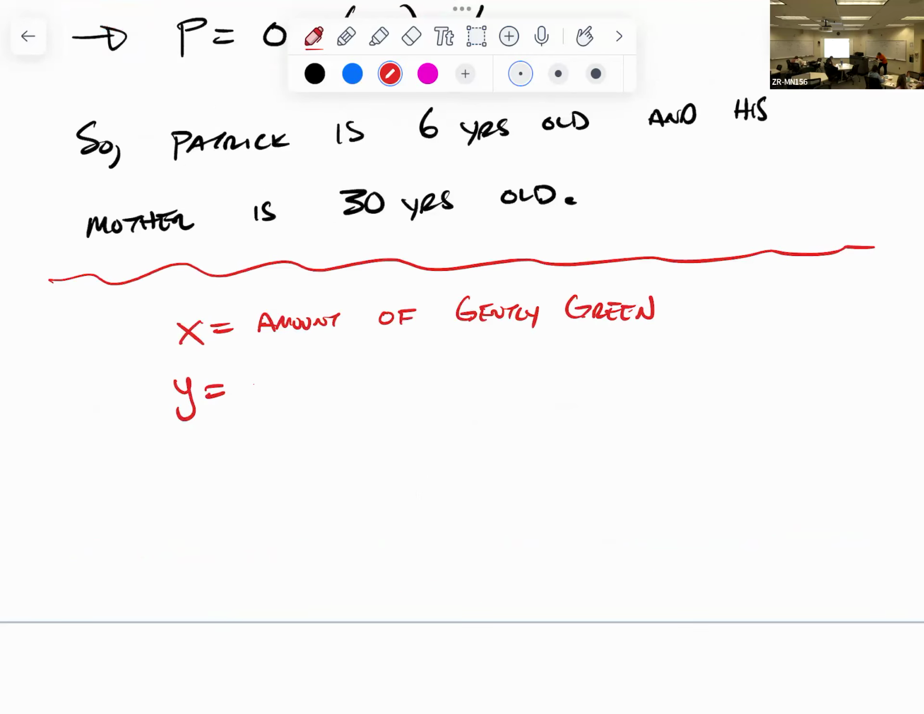Y equals amount of Sun Saver. In this case, I'm defining my variables mostly because, well, for Gently Green I would use G, and for Sun Saver I would use S. Why is that problematic? Why is S as a variable problematic? It often looks like a 5.